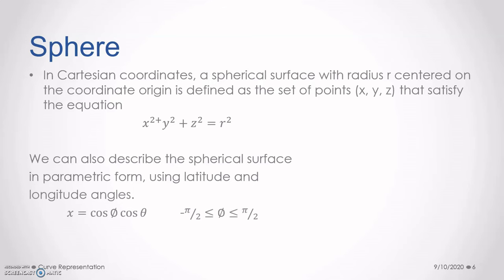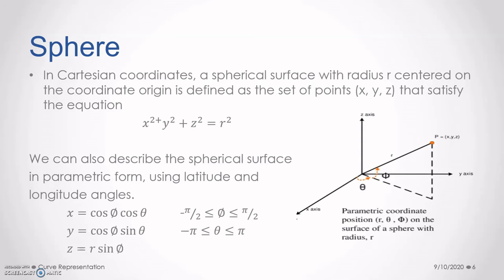That is, x is equal to r cos phi cos theta within the interval minus pi by 2 less than or equal to phi less than or equal to pi by 2, and y is equal to r cos phi sin theta within the interval minus pi less than or equal to theta less than or equal to pi, and z is equal to r sin phi. This is formed from the figure of the parametric coordinate positions of r comma theta comma phi on the surface of a sphere with radius r. So this is how we represent a sphere in 3D.